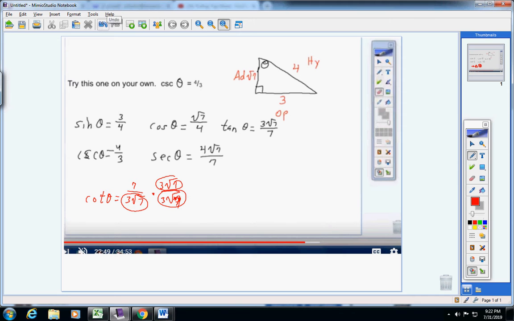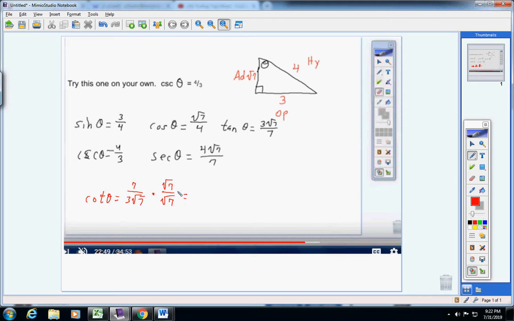But that's going to be a lot more math. That's not what you're supposed to do. You're supposed to look at the radical that you're trying to get rid of. In this case, it's right here, square root of 7, and that's what you put in the top and the bottom and you multiply it.